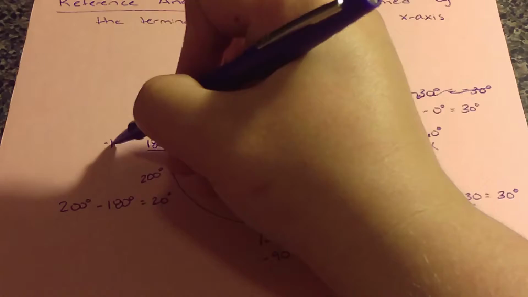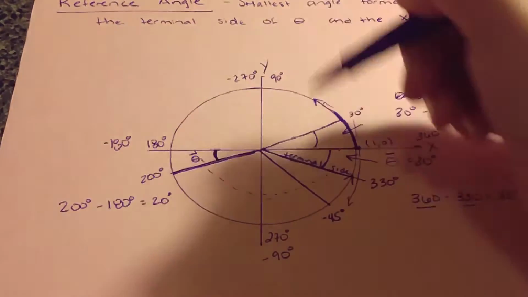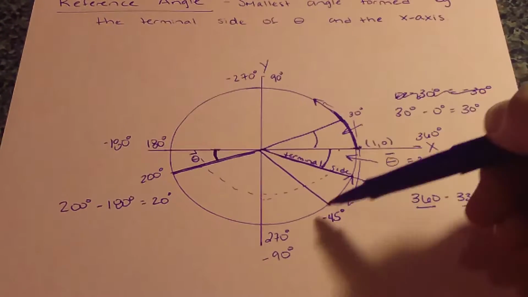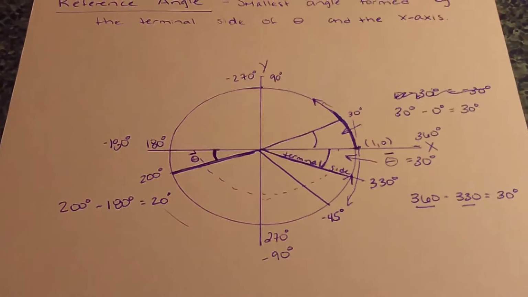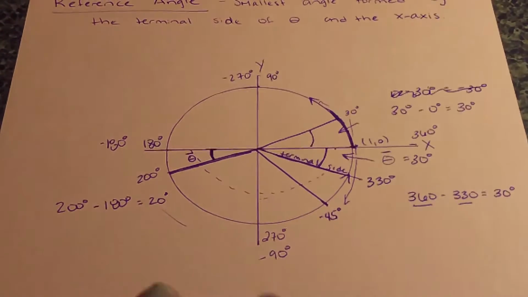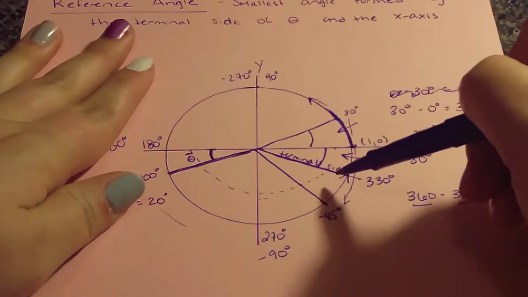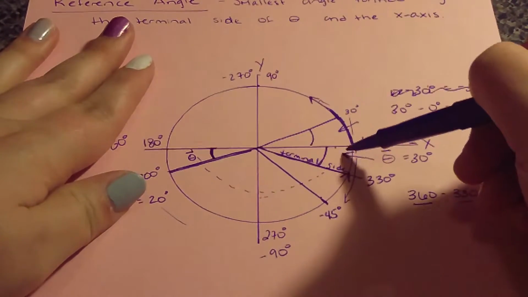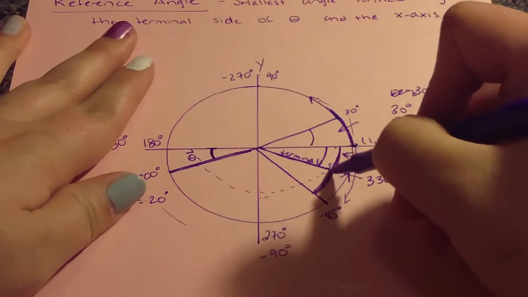This is the same as negative 180, and this is the same as negative 270, because if we kept going around to get from here all the way around, we've gone 270 degrees. We've just gone clockwise instead of counterclockwise. So anyway, here's our negative 45 degree angle. That is the terminal side. Again, we're looking for the closest angle between this one and the x-axis. So this is the gap right here that I'm looking for.